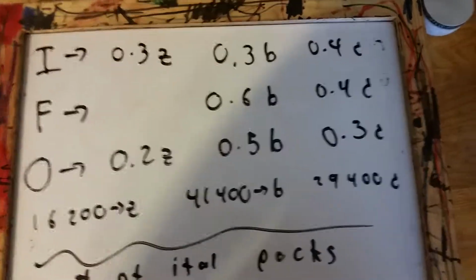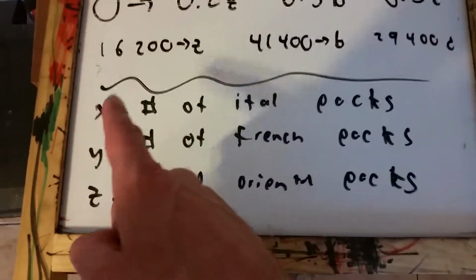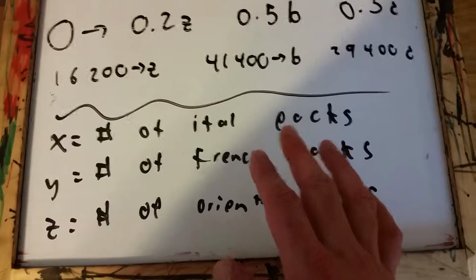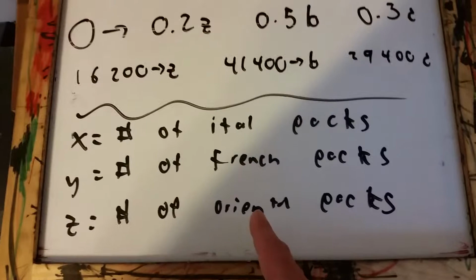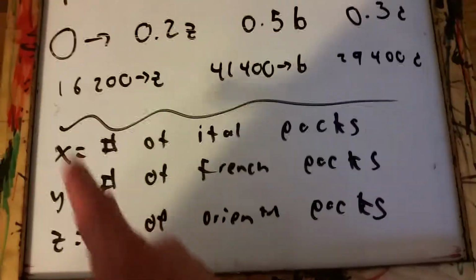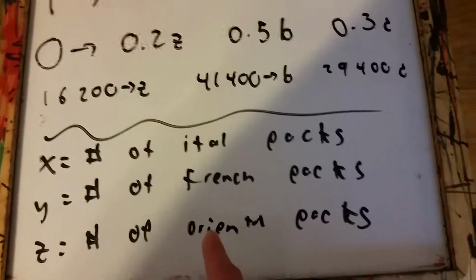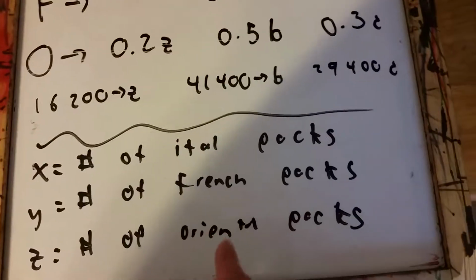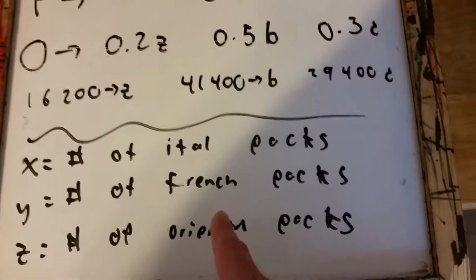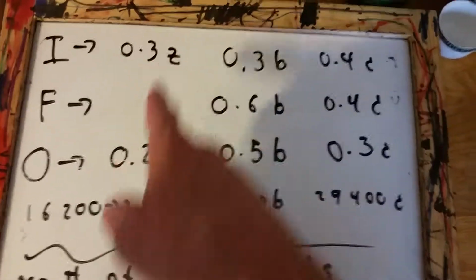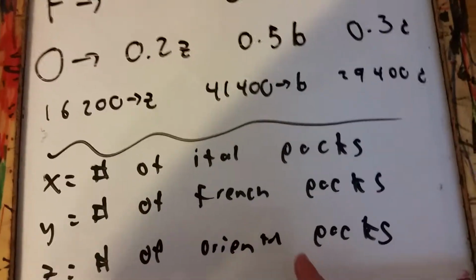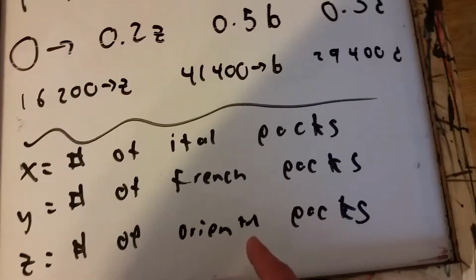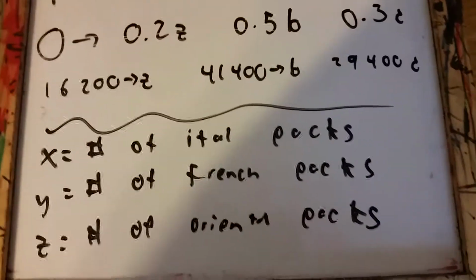The other thing I did, just setting up the problem before I did anything, is I labeled my variables. X being number of Italian packages, right? It's not a number of kilograms or anything like that. It's a number of packages. Y for French, Z for Oriental. I'm using X, Y, and Z instead of I, F, and O, only because that O can look like a 0, which can confuse me. I guess the only downside is that I have Z up here standing for zucchini, and Z down here standing for number of Oriental packages, but what are you going to do? I just decided it's the best way for me. You guys can do it however you want.